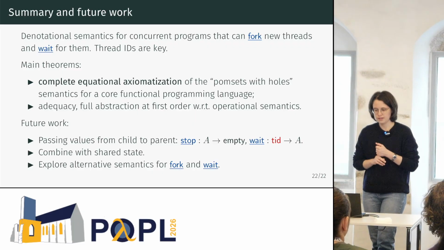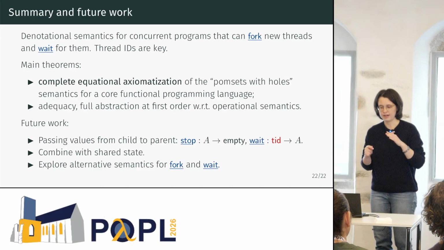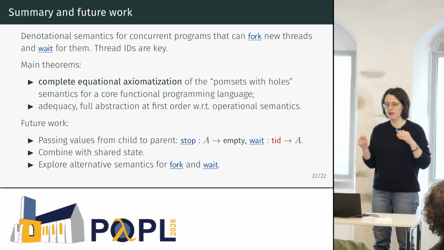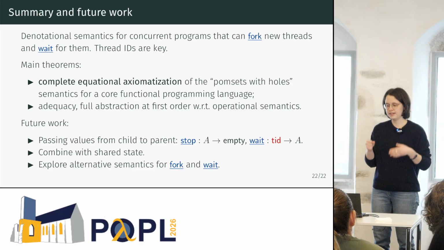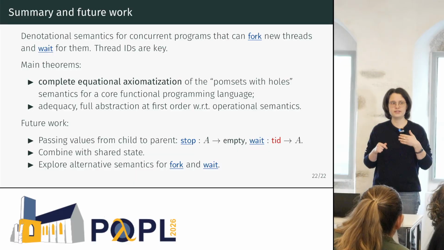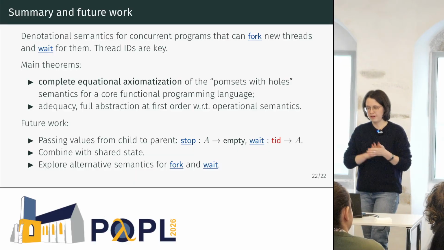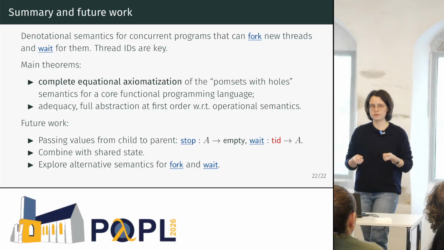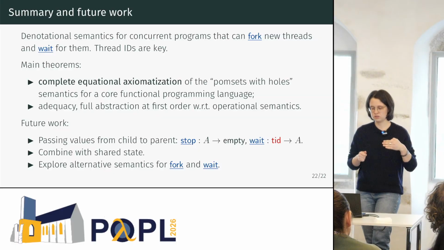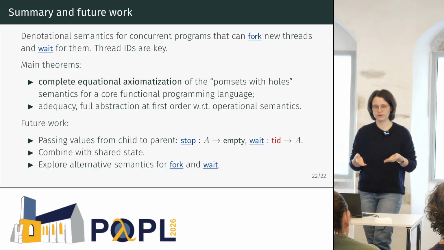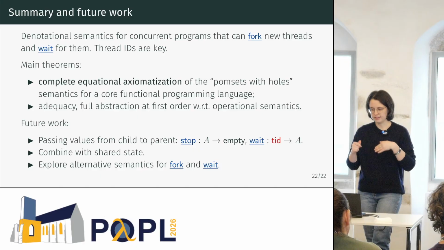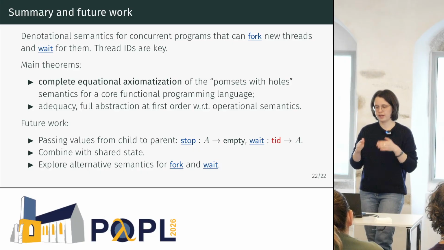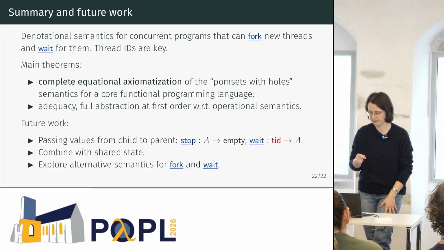Okay, in summary, I showed you denotational semantics for concurrent programs that can fork new threads and wait on them. A key idea was to treat thread IDs very carefully. And the main theorems were the complete axiomatization of the POM-sets with holes semantics, which we then extend to a mini functional programming language. And then show that this denotational semantics is both adequate and fully abstract at first order with respect to the operational semantics.